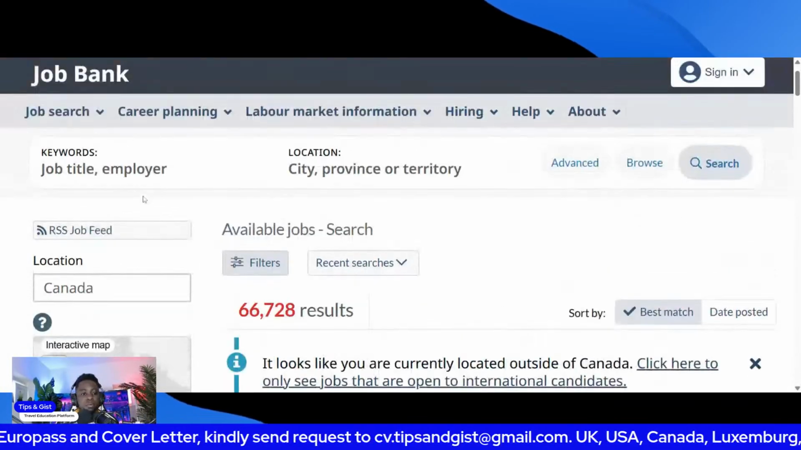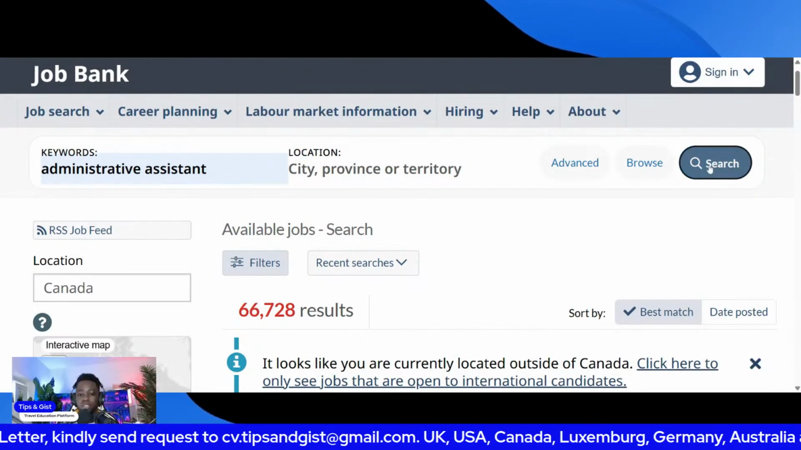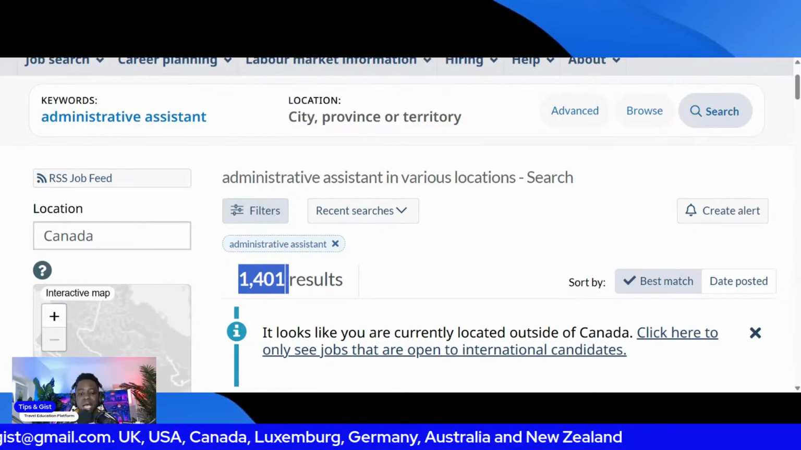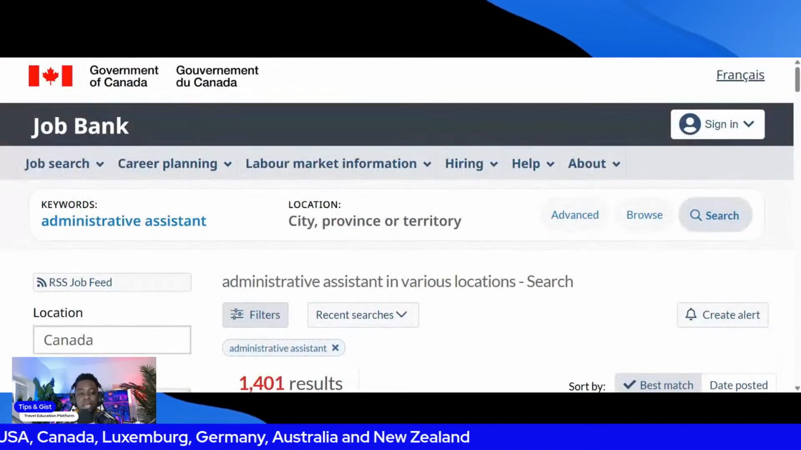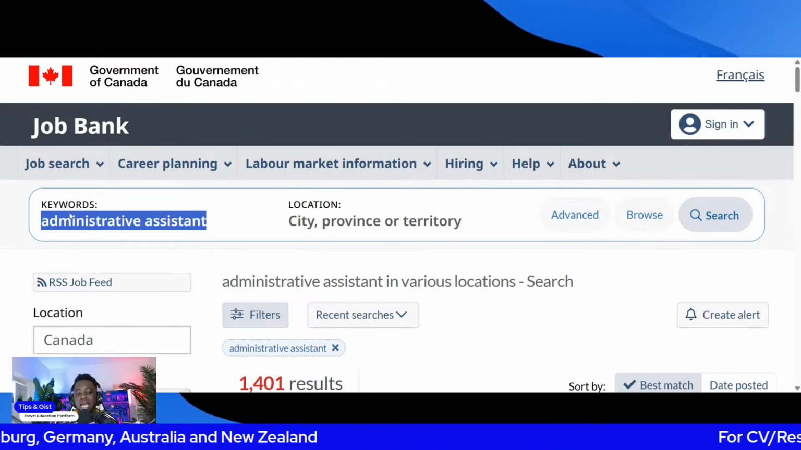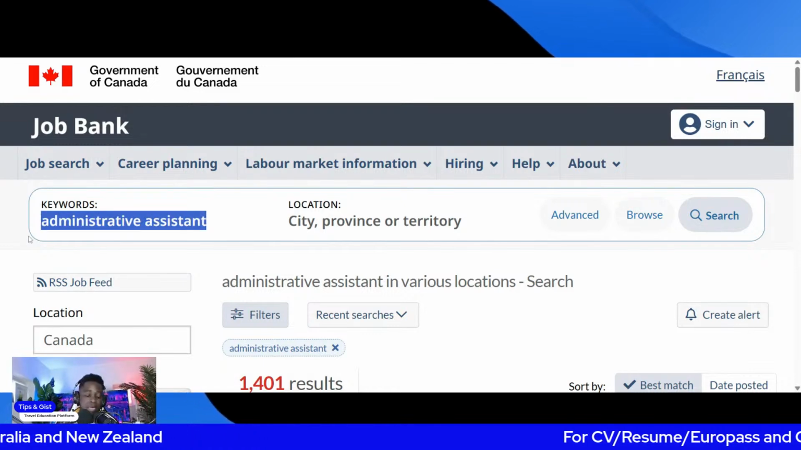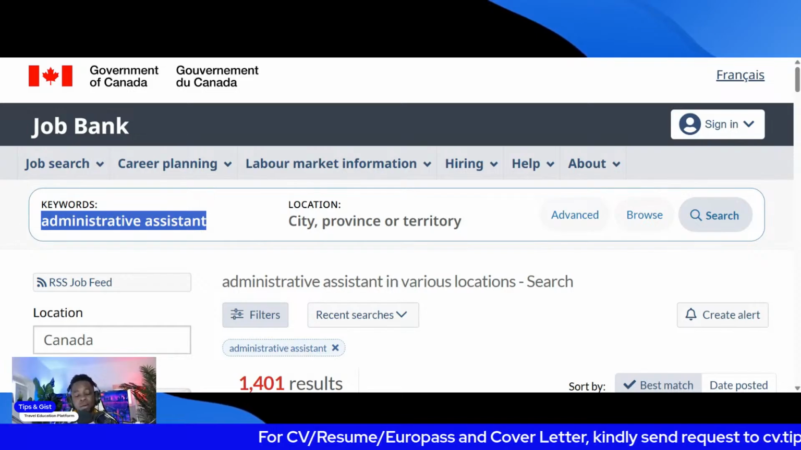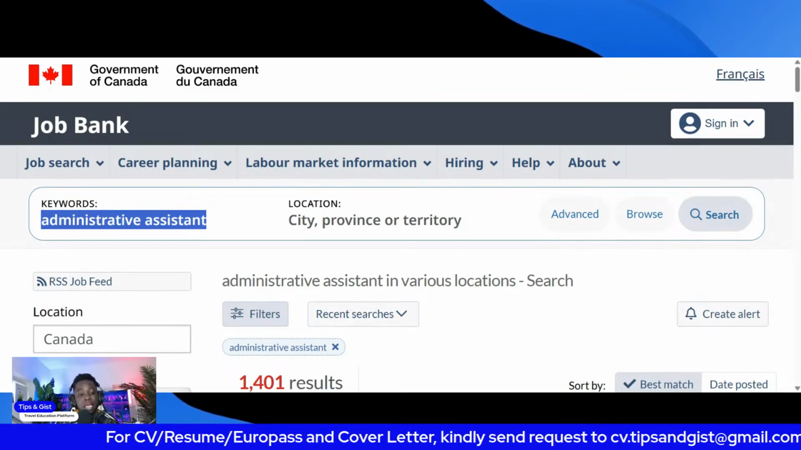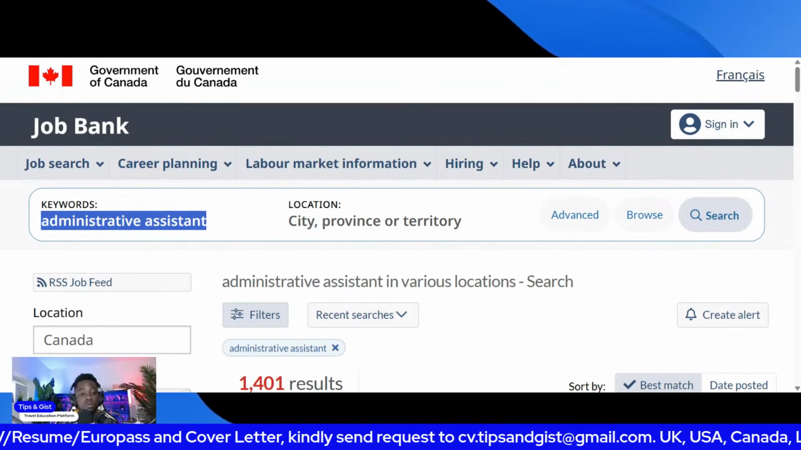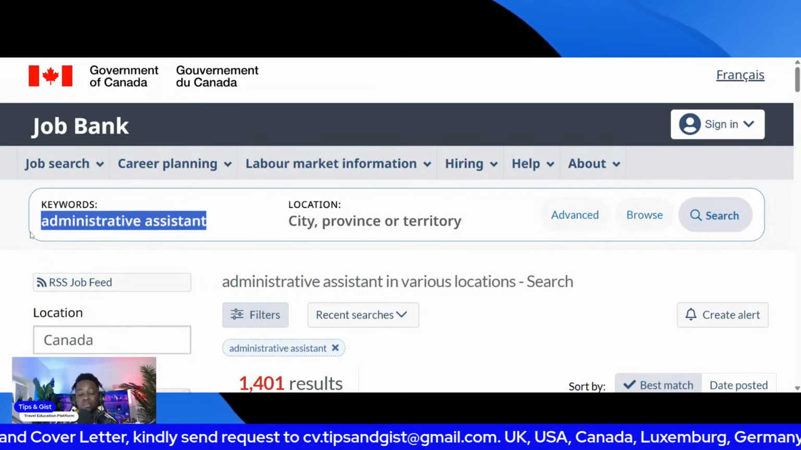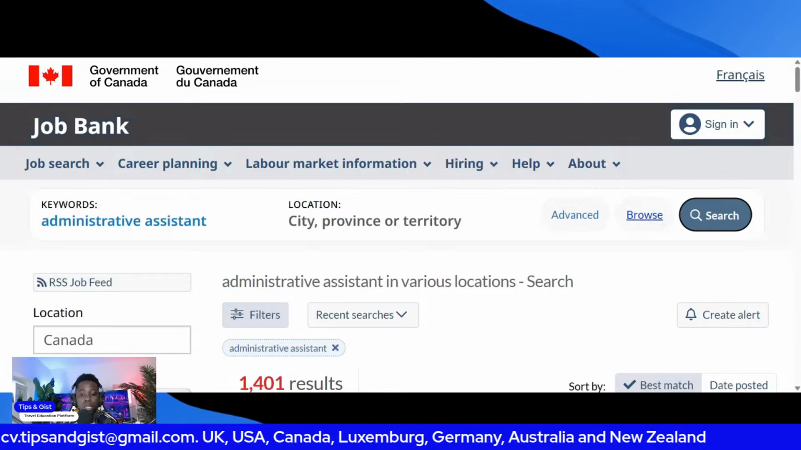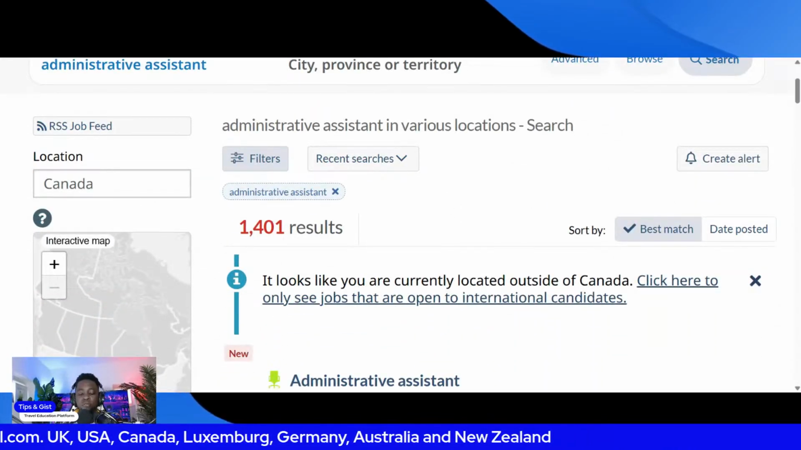Now let's go back and search again. So we've searched for administrative assistant and then we've gotten 1,401. So you saw how I did it. I entered administrative assistant as the keyword. If you are a hairdresser, you enter hairstylist. If you are a carpenter, you enter carpenter. Construction worker, you enter construction worker. Care worker, you enter care worker. Home care support worker, whatever. So the keyword is the actual work you want to do. You enter it over there. Then you click on the search. It is going to search and tell you the number of results.